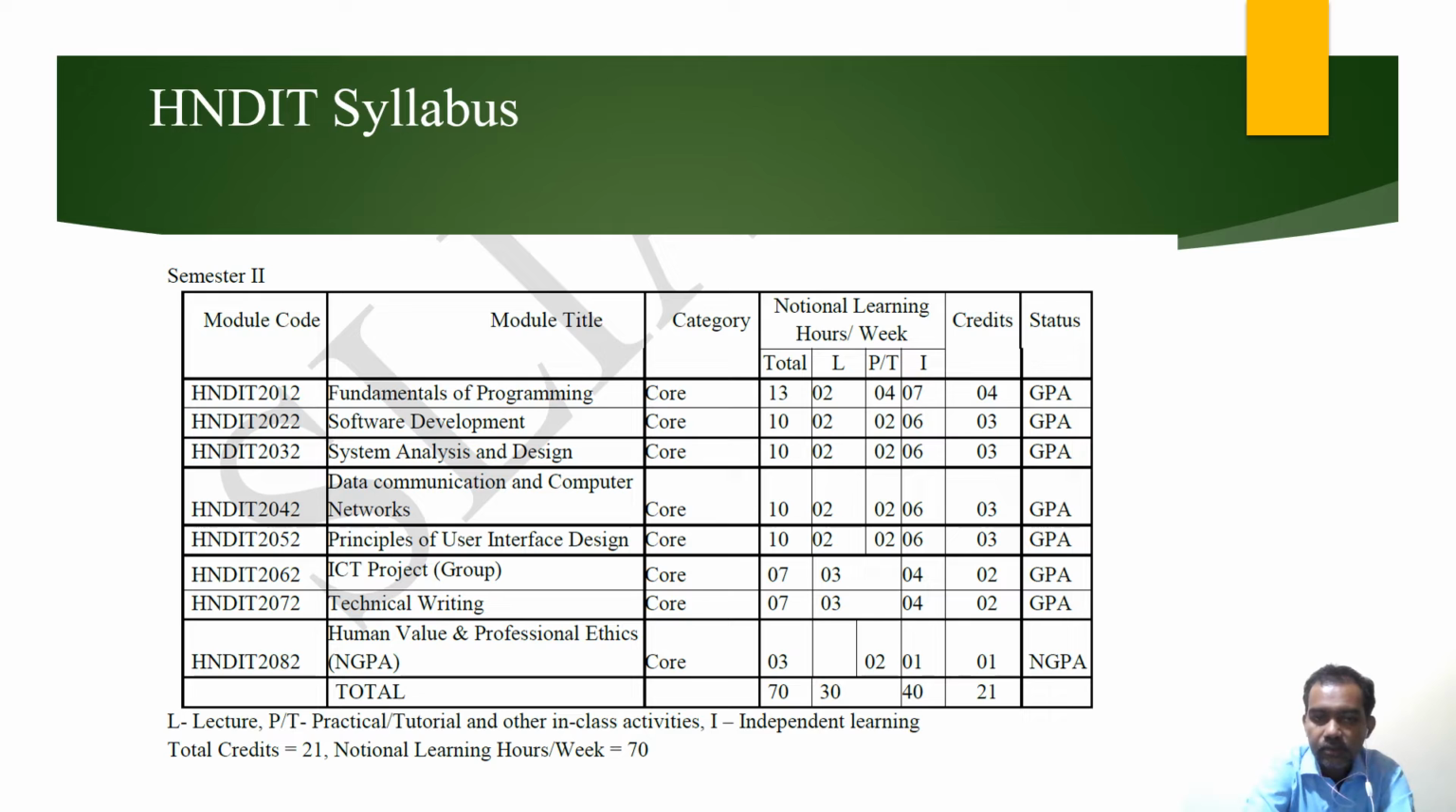Next, HNDIT 2072. Subject name is Technical Writing. That is the core subject. 3 hours per week, and credit level is 2 and GPA subject. Then last one, HNDIT 2082. Subject name is Human Value and Professional Ethics. That is core subject. That has 2 practical or tutorial hours per week, 1 credit, but you can see NGPA.